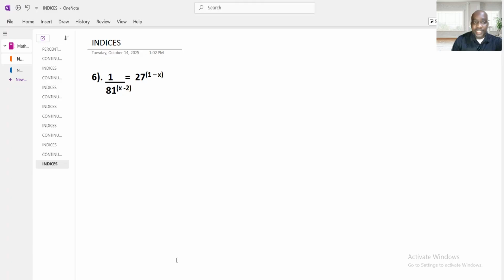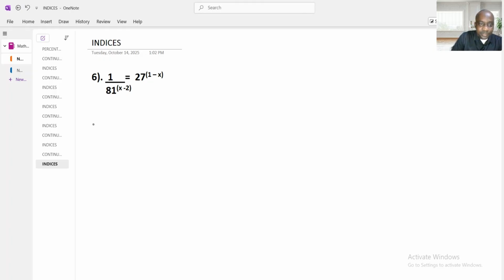When you see a question like this, the first thing to think is that 3 is the common thing we can use to break down these numbers, because when you multiply 3 four times, you get 81. 3 times 3 is 9, 9 times 3 is 27, and 27 times 3 gives you 81. Therefore, we replace 81 by 3 raised to the power 4, and 27 by 3 raised to the power 3, because 3 multiplied by 3 multiplied by 3 gives us 27.